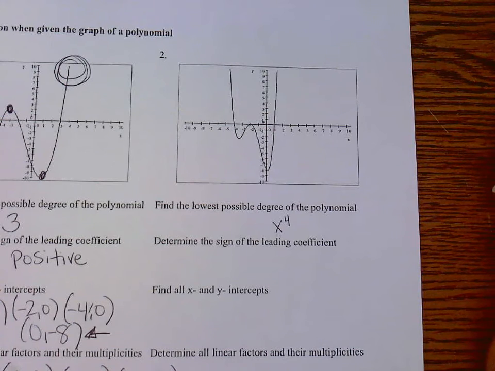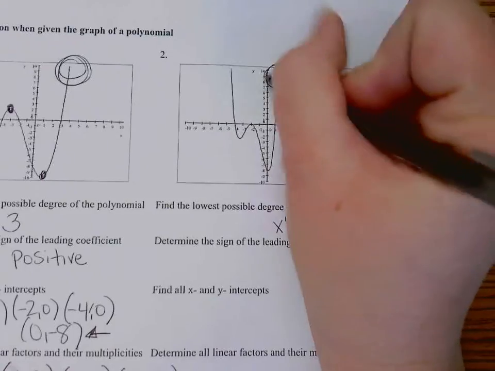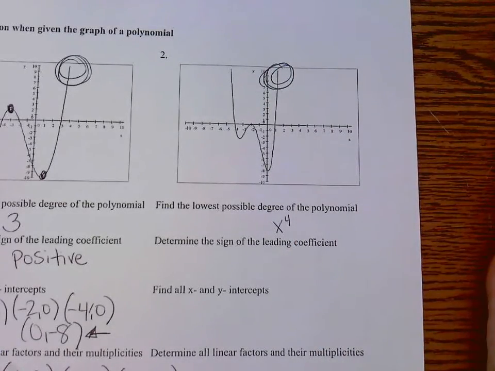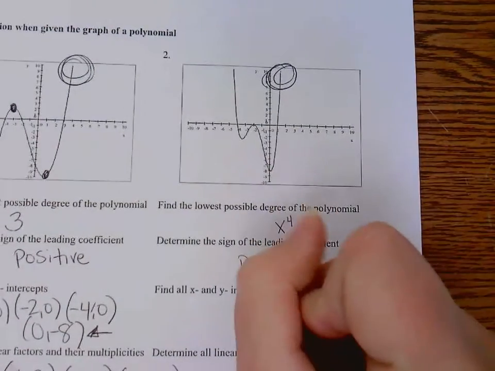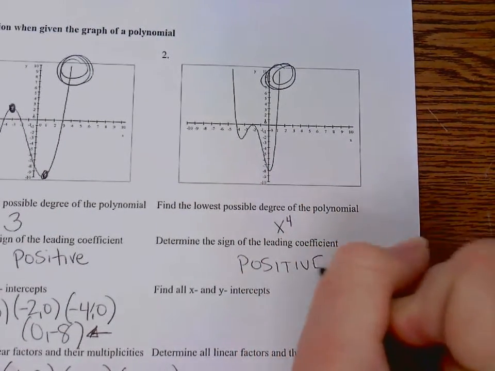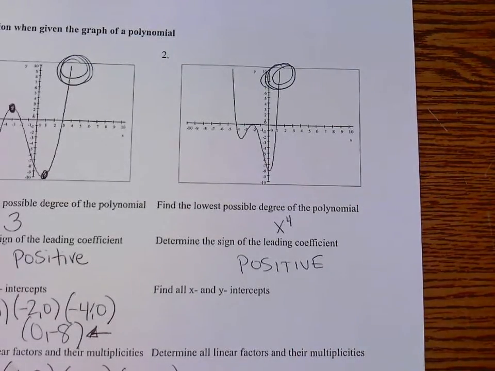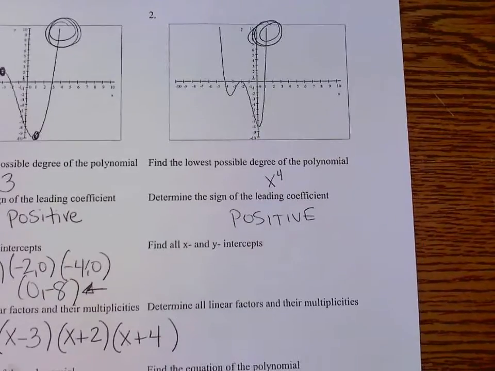And then it says determine the sign of the leading coefficient. What part of the graph do you look at for the sign of the leading coefficient? The right side, right, is pointing up. So does the leading coefficient have to be positive or negative? Positive, good. That's kind of a big idea that we've looked at this year. Quadratics, polynomials, transformation rules.